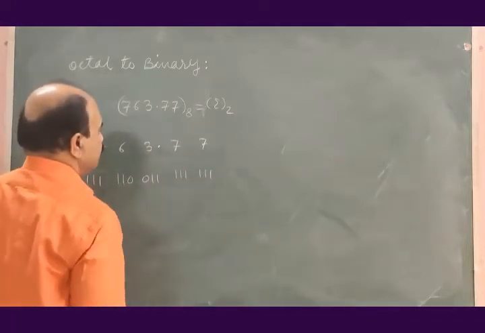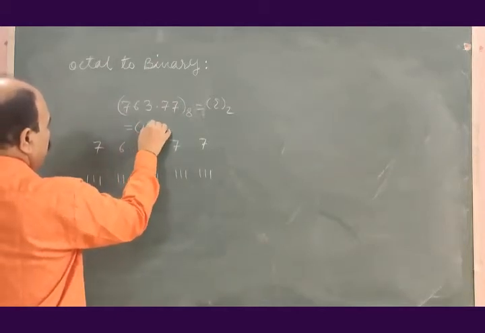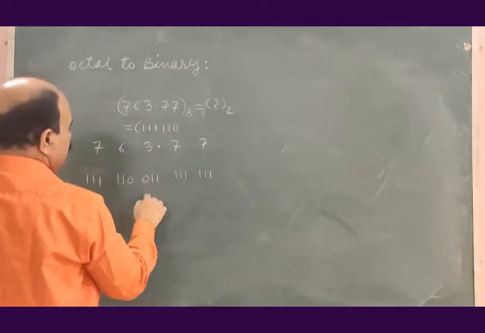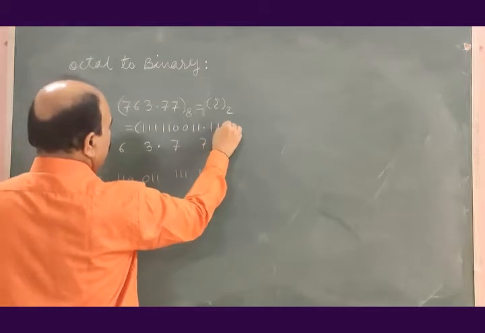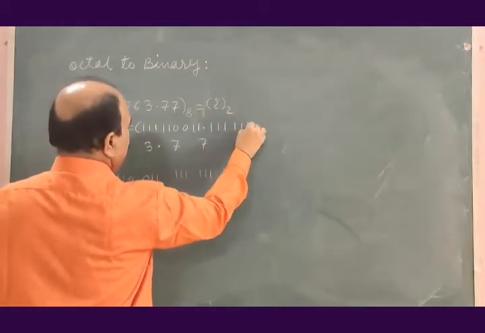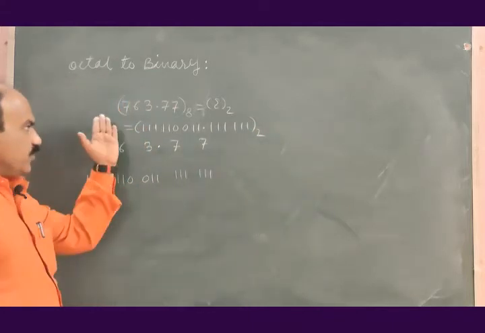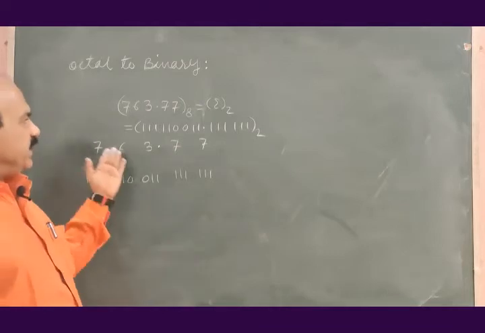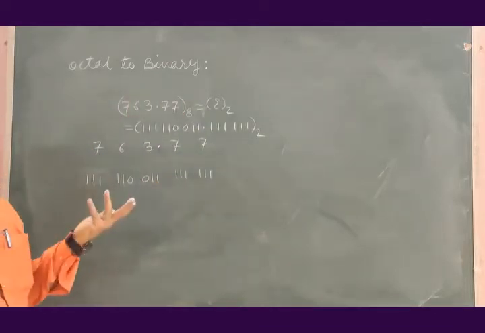And therefore, this number in binary is 1, 1, 1, 1, 1, 0, 0, 1, 1, point 1, 1, 1, 1, 1, 1. So this number in octal when converted to binary is this. Let us go for a few more examples.